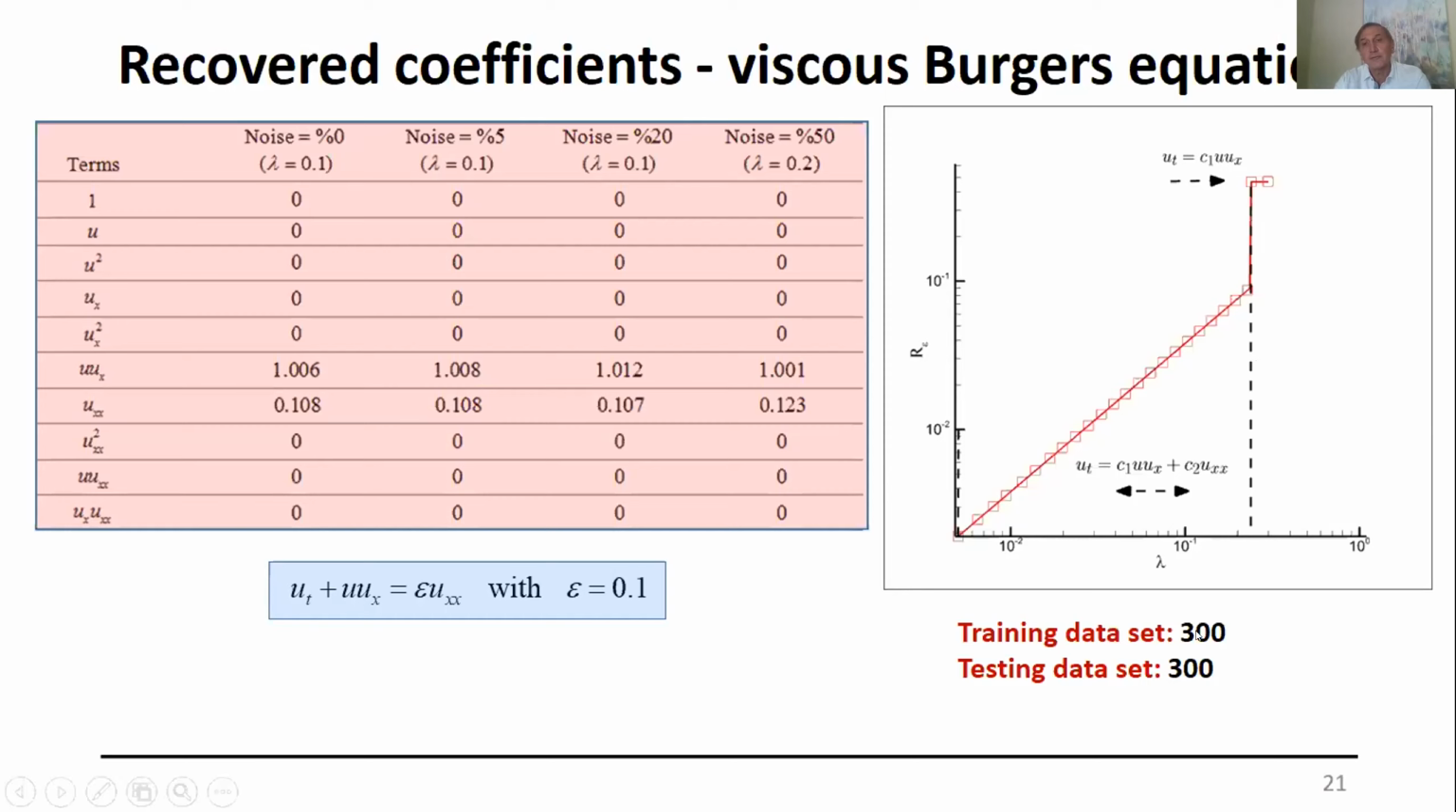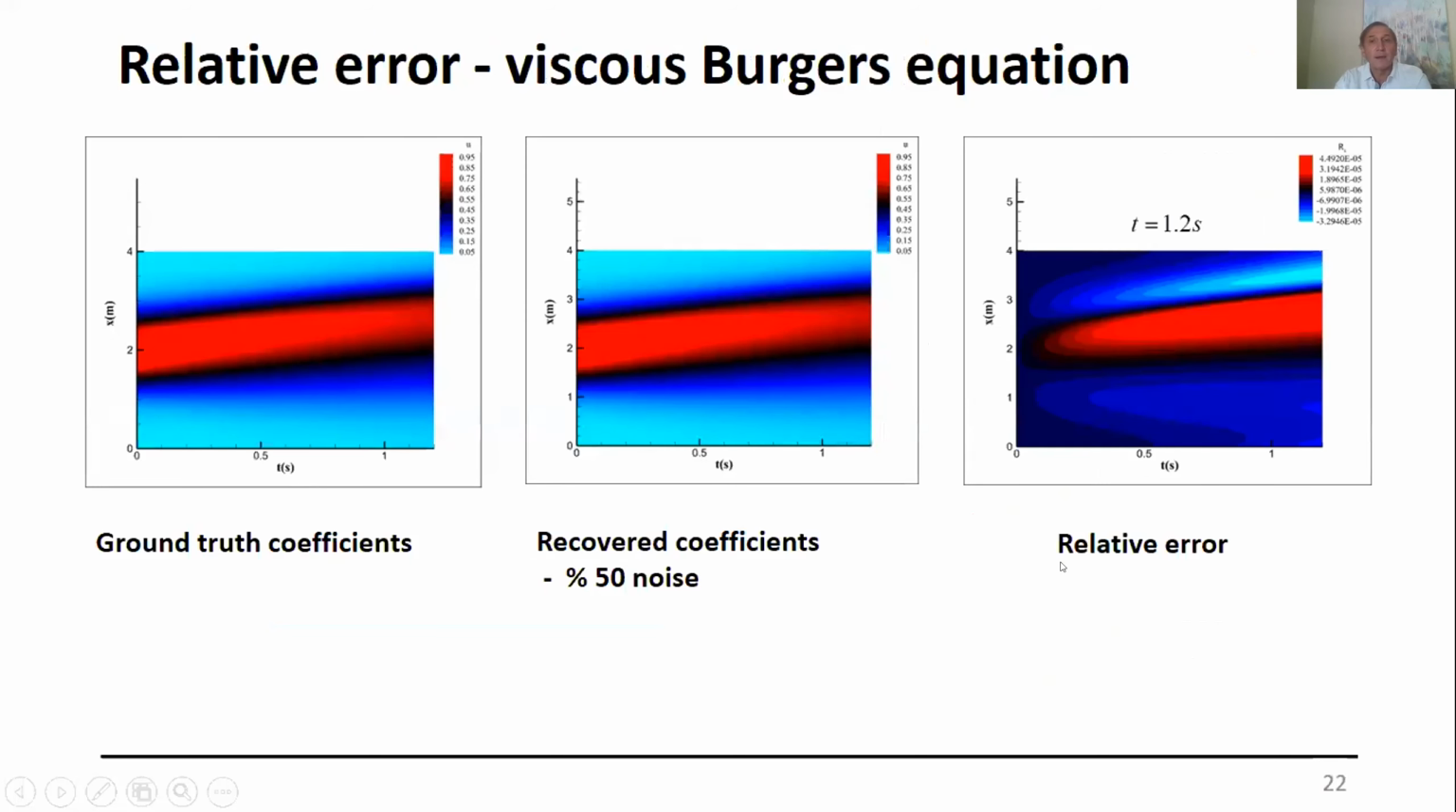So in this particular case, we have 300 data points for training, 300 for testing. And you can see here that if you compare, even with 50% noise, we recover the coefficient very close to 1. And here, in this case, it's 0.123 instead of 0.1. But for the others, it's pretty close. And here I compare the ground truth coefficients and solution with the recovered coefficients and solution when you have 50% noise. And this is the relative error. It's in the order of like 10 to the minus 5.